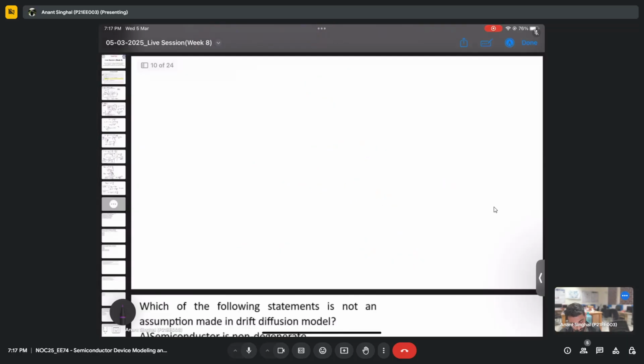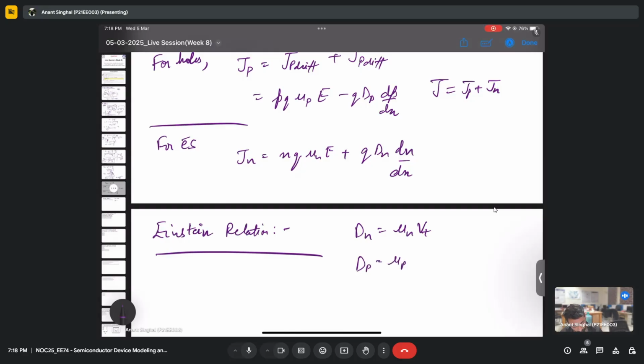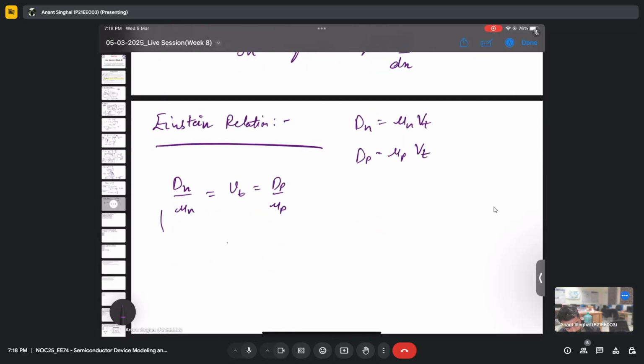And there is one more relation that comes out of it, the Einstein relation. You might have heard of this Einstein relation. I have just said that mu n Vt, where this Vt is nothing but kT by q, and similarly Dp is mu p kT, right? So from this we can write Dn upon mu n is Vt and Dp upon mu p is Vt. This is what we call the Einstein relation.